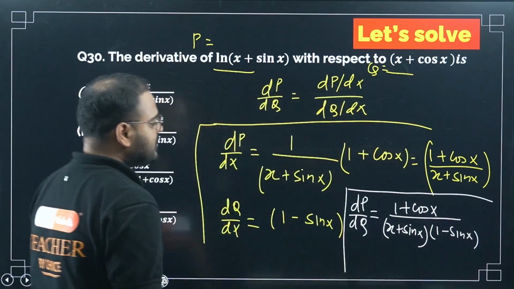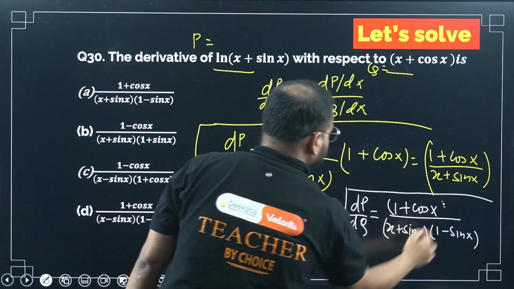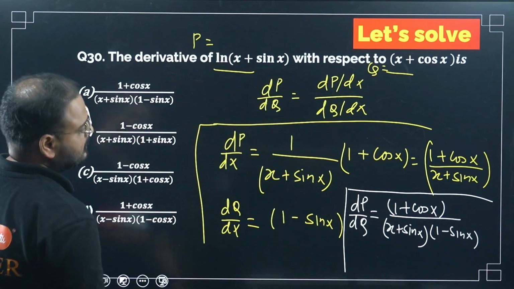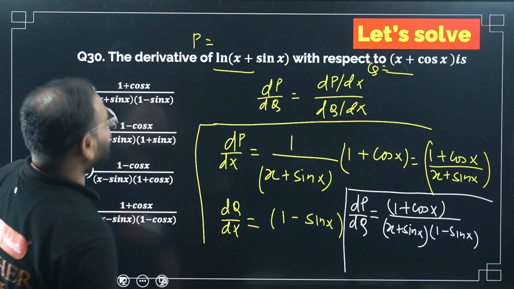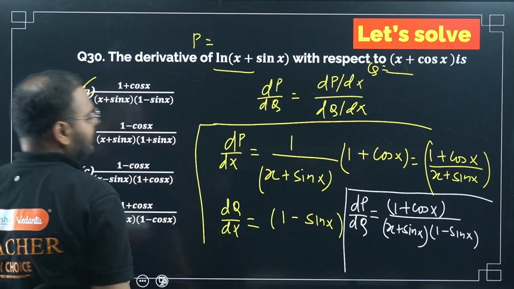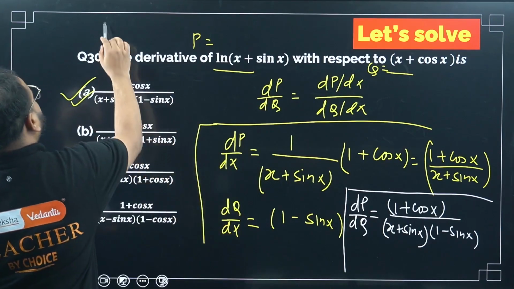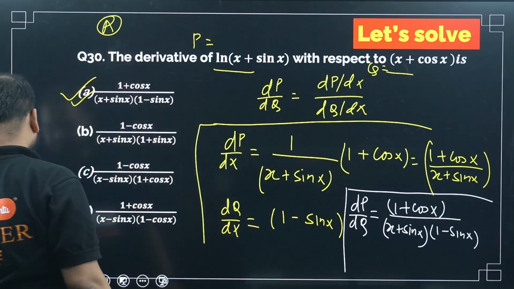Please check, is any option correct? 1 plus cos x, x plus sin x, 1 minus sin x. Option A is correct, right? 1 plus cos x, x plus sin x, 1 minus sin x. Option A is correct.